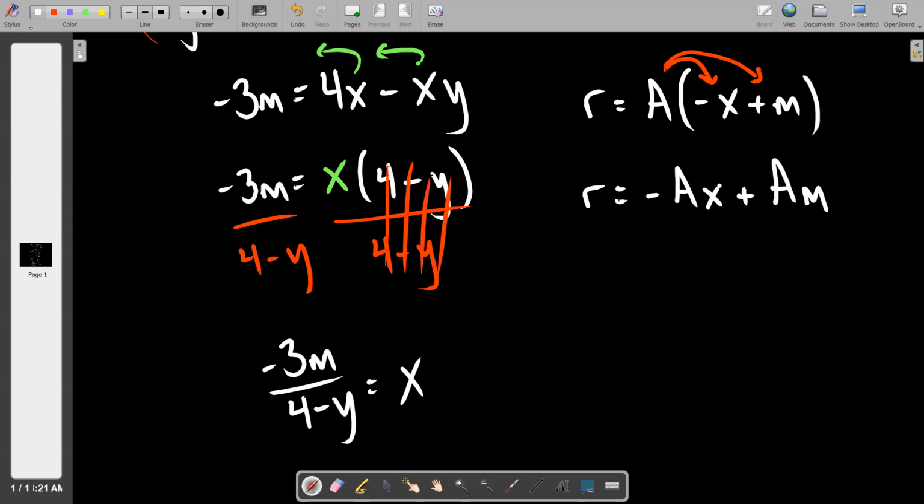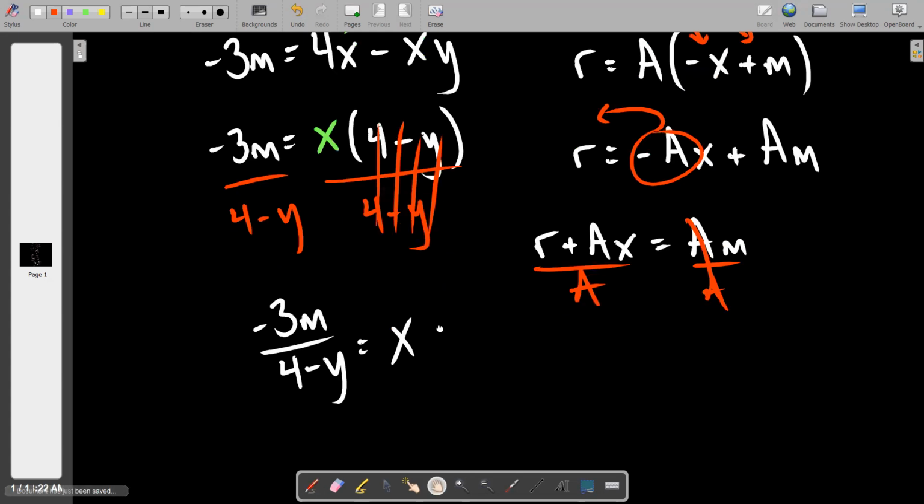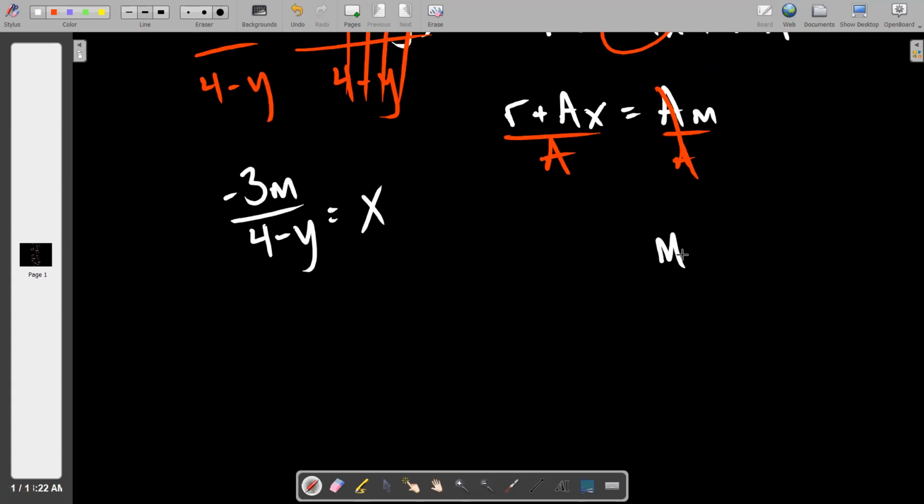So at this point, no options. This isn't one of those do-what-you-feel kind of situations. The play here is to take the negative AX and move it out of the way. So my left side now says R plus AX, and my right side says AM. Because I'm solving for M, what do I do to finish the job? Just divide by A, right? So if we divide both sides by A, like this, cancel those out, you get your final answer, which is M equals R plus AX all divided by A.